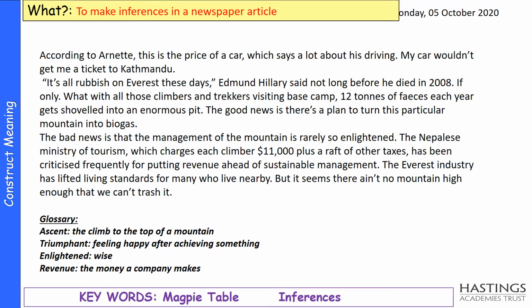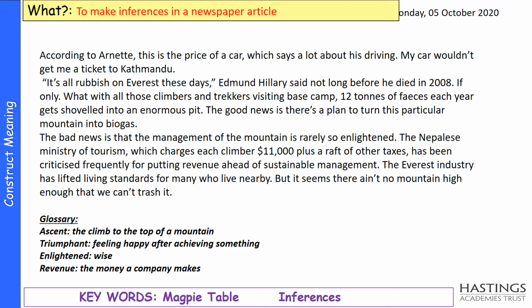The Nepalese Ministry of Tourism, which charges each climber $11,000 plus a raft of other taxes, has been criticised frequently for putting revenue ahead of sustainable management. The Everest industry has lifted living standards for many who live nearby, but it seems there ain't no mountain high enough that we can't trash it.